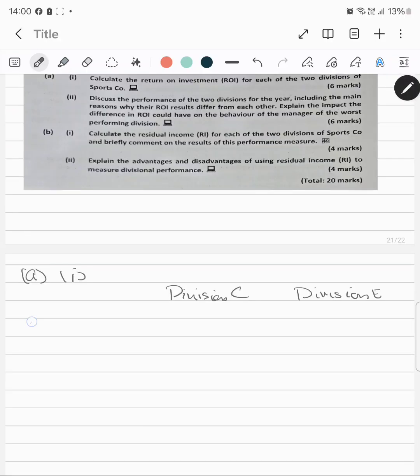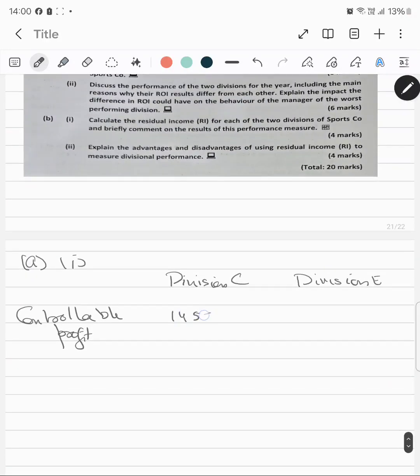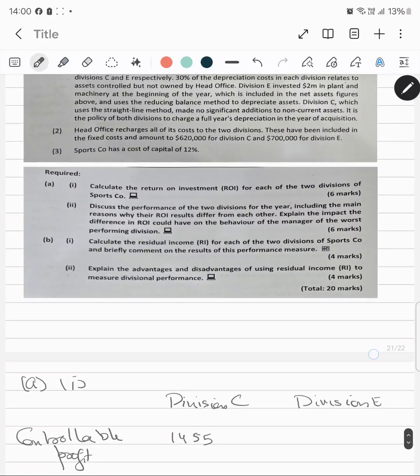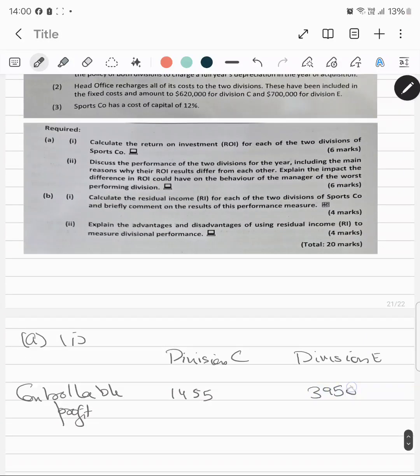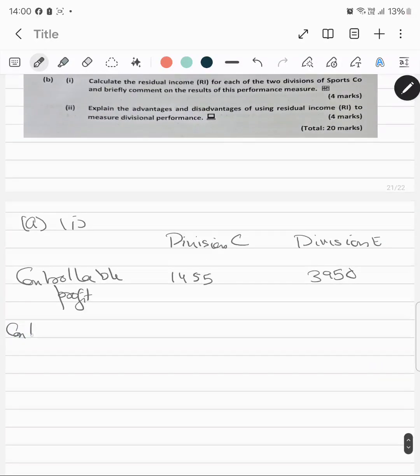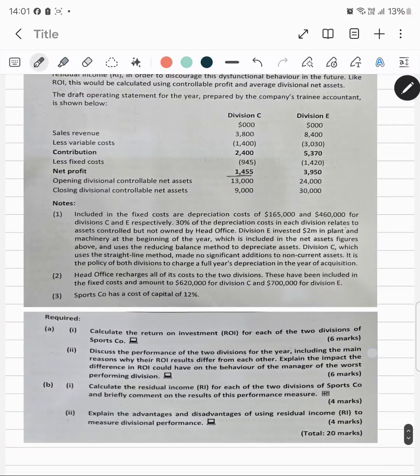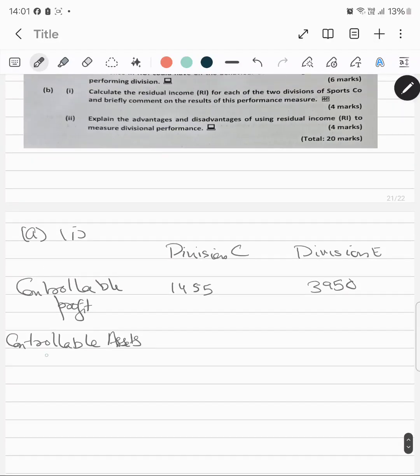So I am saying my controllable profit is 1455 and another is 3950. And what are my controllable assets? My controllable assets, we have been given as 13,000 and 9,000, opening and closing. So I'll have to average them.